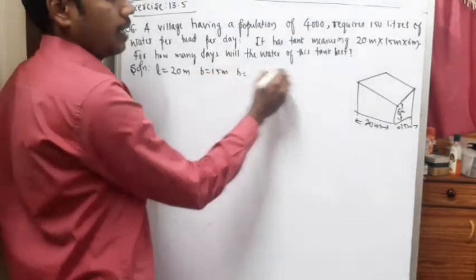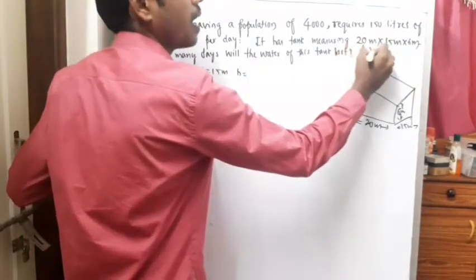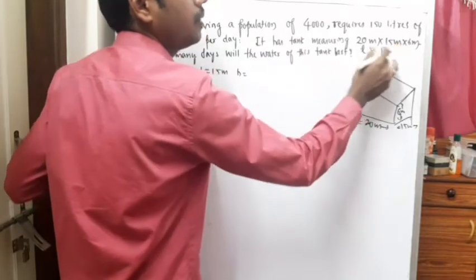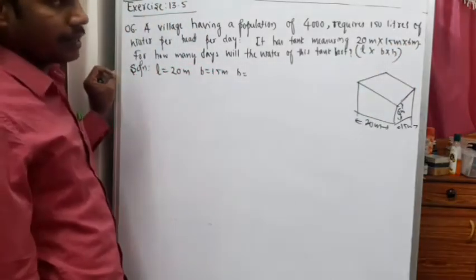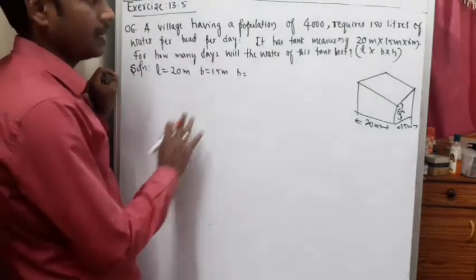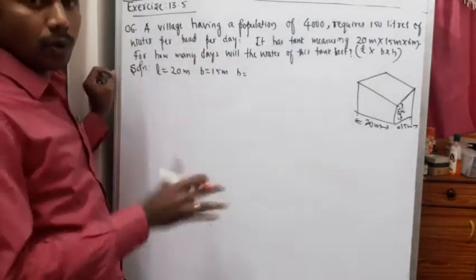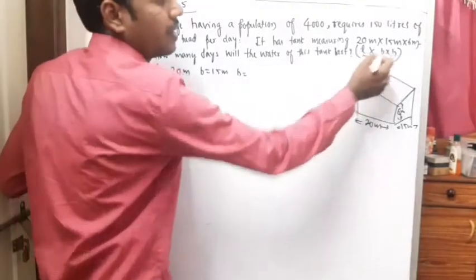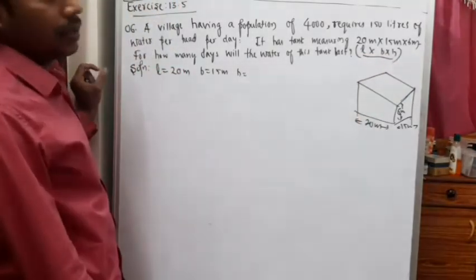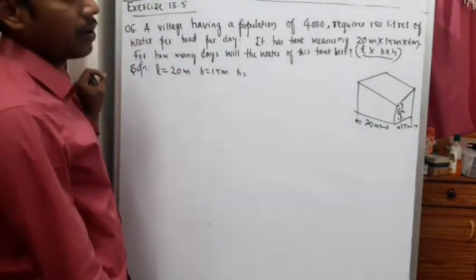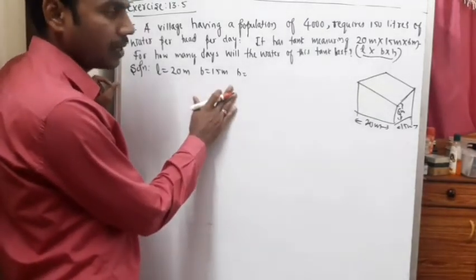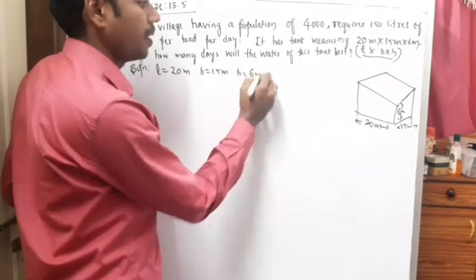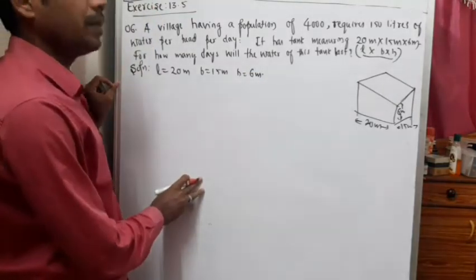And height. The data is always read in the form of length, breadth, height. That is the convention. Wherever you go, you will find this. First length is mentioned, followed by breadth, followed by height. Length is 20 meter, breadth is 15 meter, height is 6 meter. Now how many people are there?